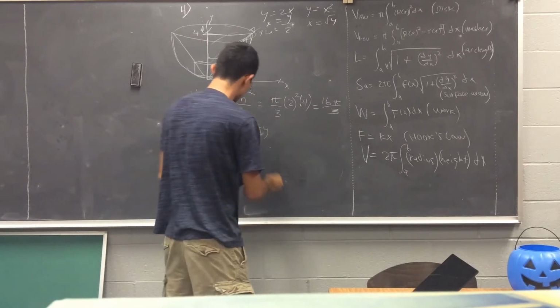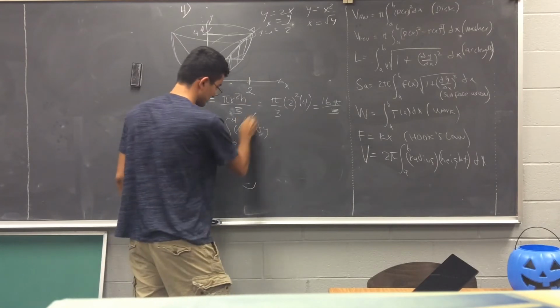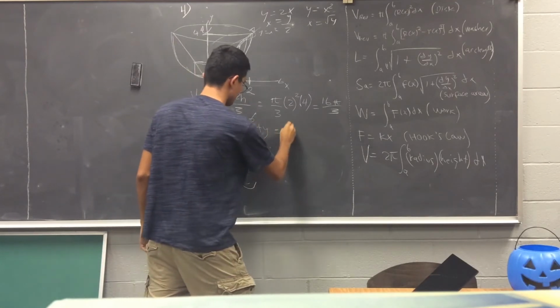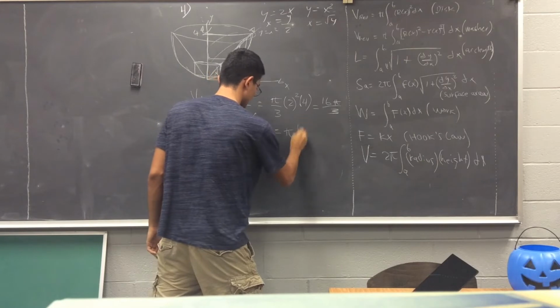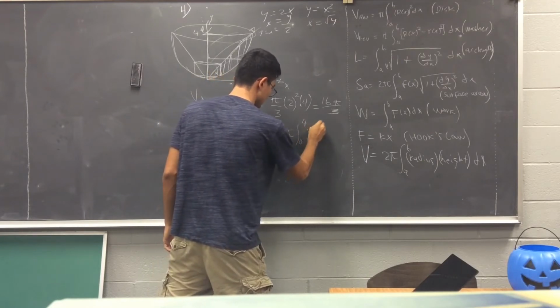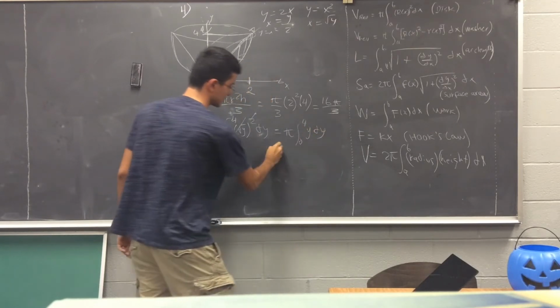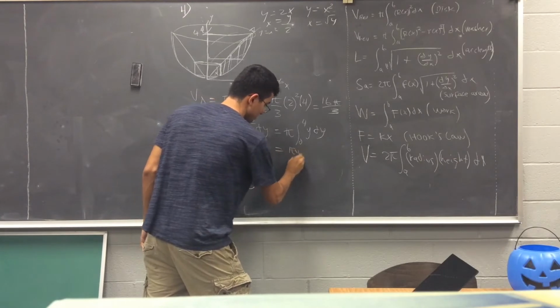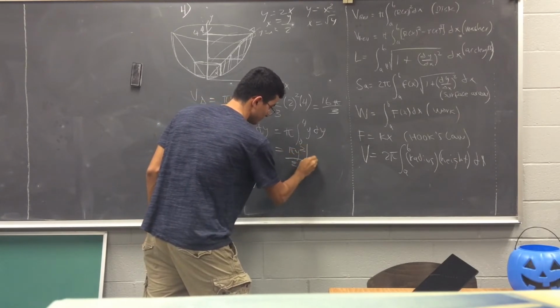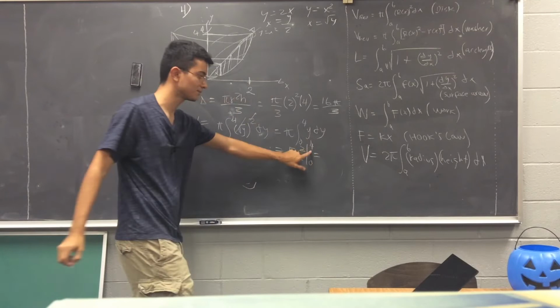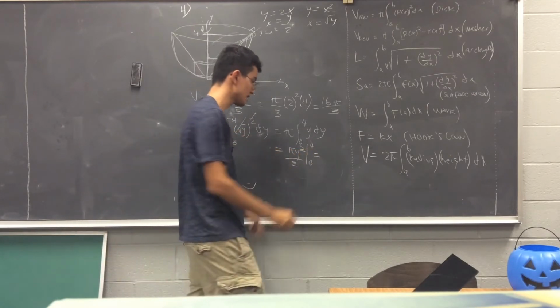Now this cancels out. Oh my goodness. Okay, sorry about that. That cancels out. And that's going to give us pi integral from 0 to 4 of y dy. And that's pretty easy, right? So that's going to give us pi y squared over 2 from 0 to 4. And that's basically 4 times 4 is 16 over 2 is 8. So that's 8 pi.